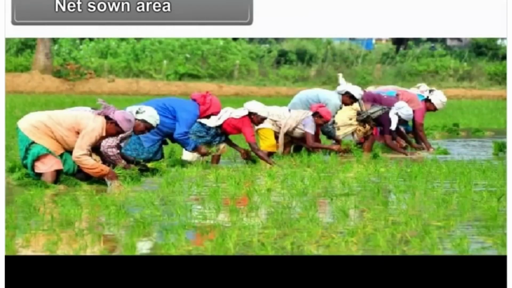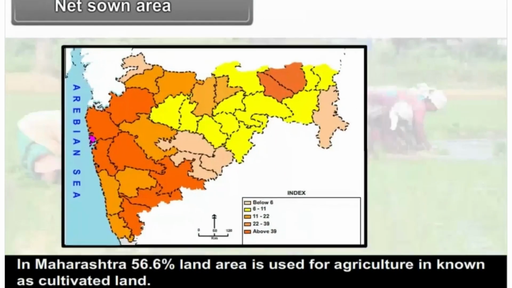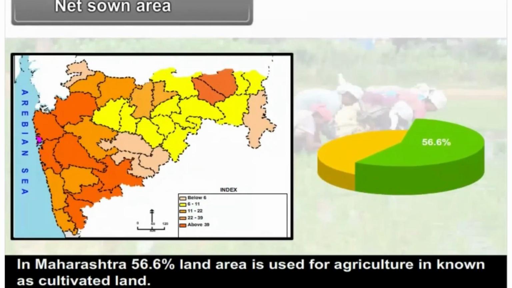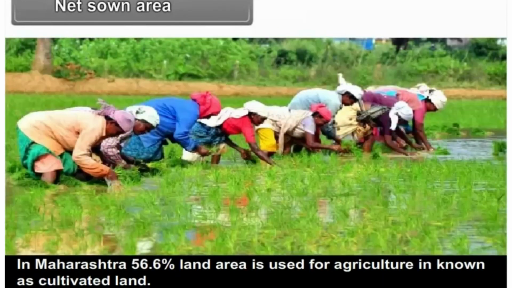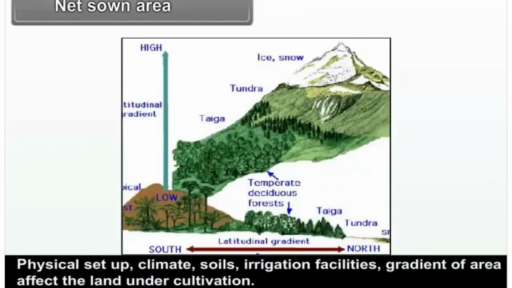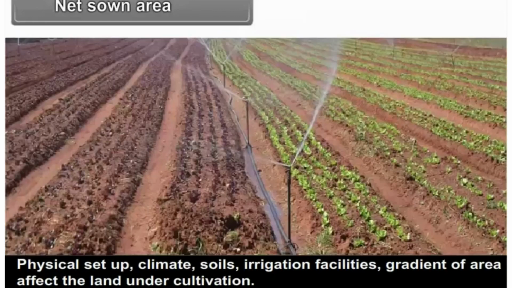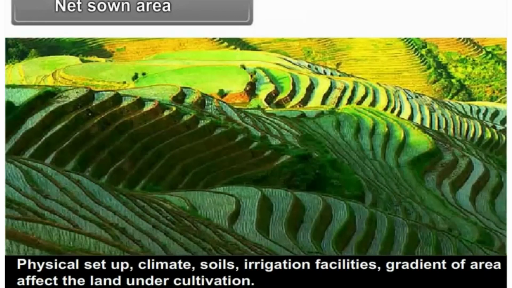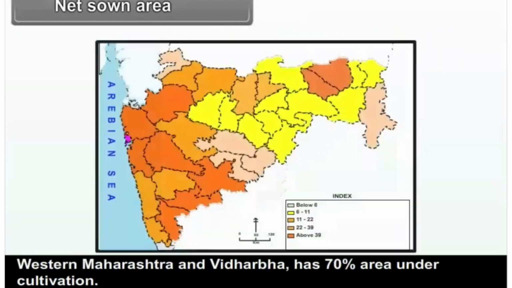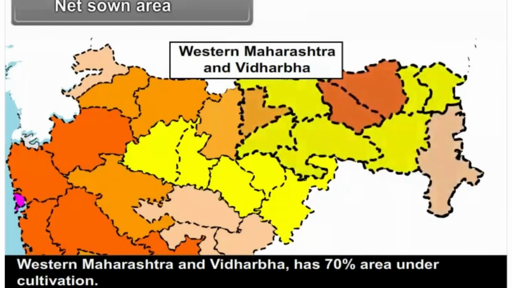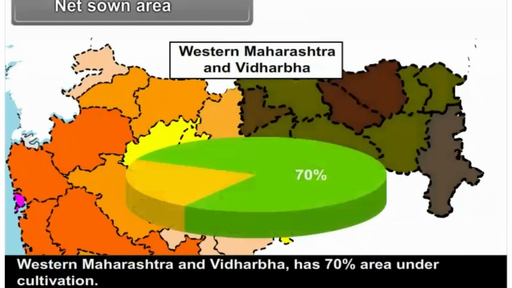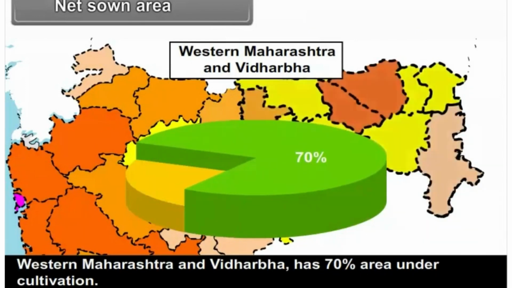Net sown area. In Maharashtra, 56.6% of the land area is used for agriculture, known as cultivated land. Physical setup, climate, soils, irrigation facilities, and gradient of the area affect the land under cultivation. Western Maharashtra and Vidarbha have 70% area under cultivation.